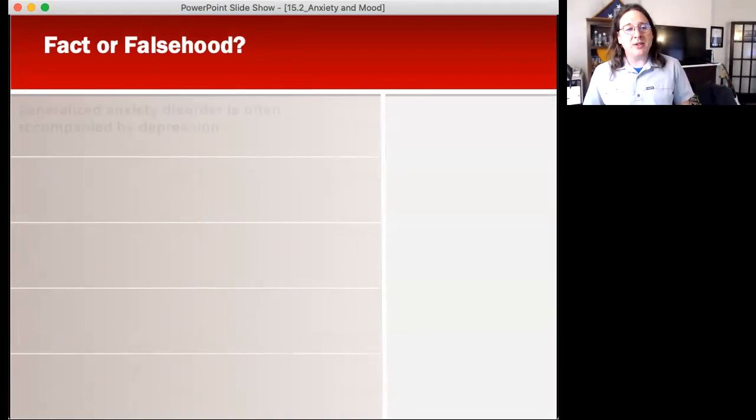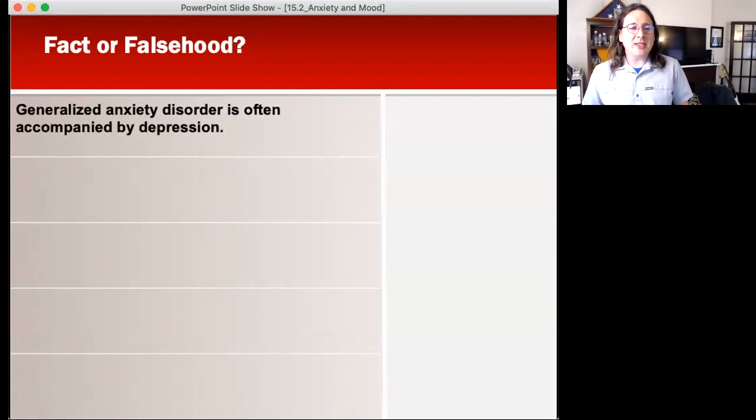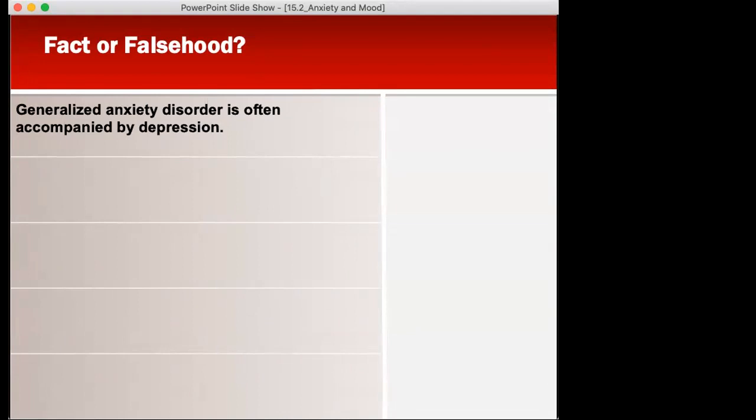So again, let's do a fact or falsehood. We'll do this pretty quickly. Generalized anxiety disorder is often accompanied by depression. What do you think? True or false? True. You think it's true? I'll say true. All right, true.